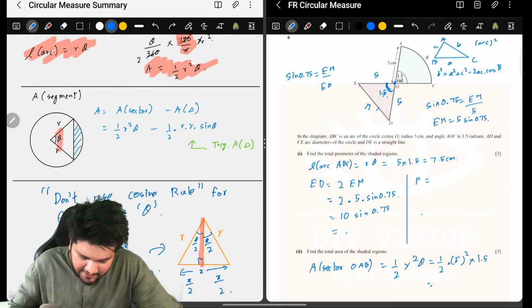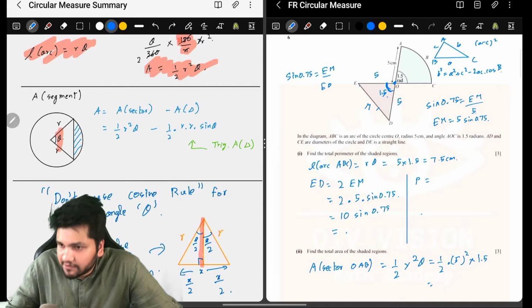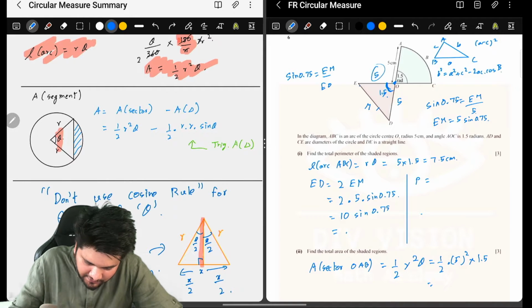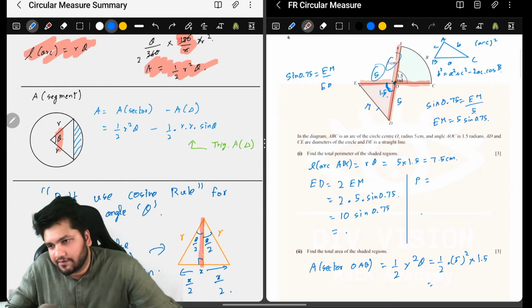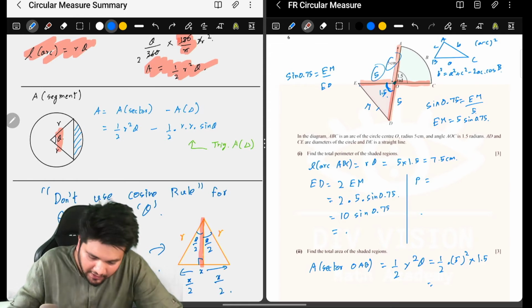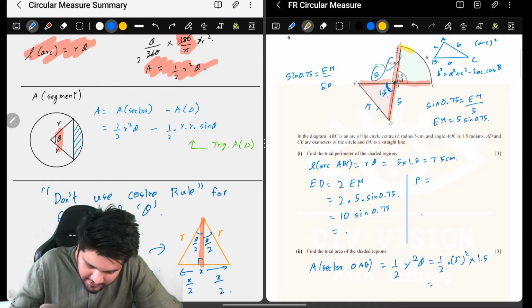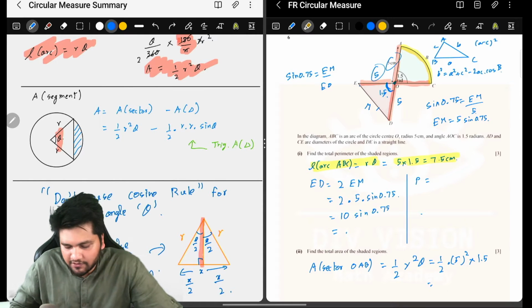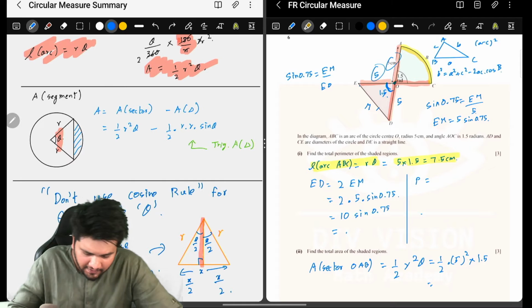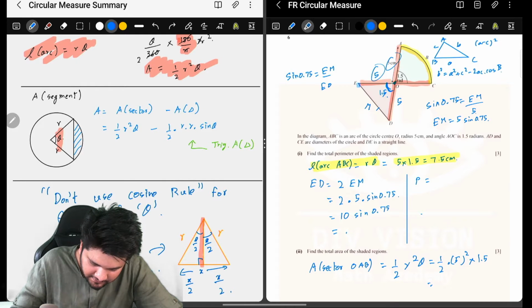Now if I want to find the perimeter of this region, we know that this is 5, this is 5, so we are done with this part, this part, this part, and this part, because all these are 5. So 5 plus 5 plus 5 plus 5. AC is nothing but a length of arc, which is r theta, so it's going to be 1.5 into r, which gives 7.5 centimeter. Very easy. All we need is this ED.